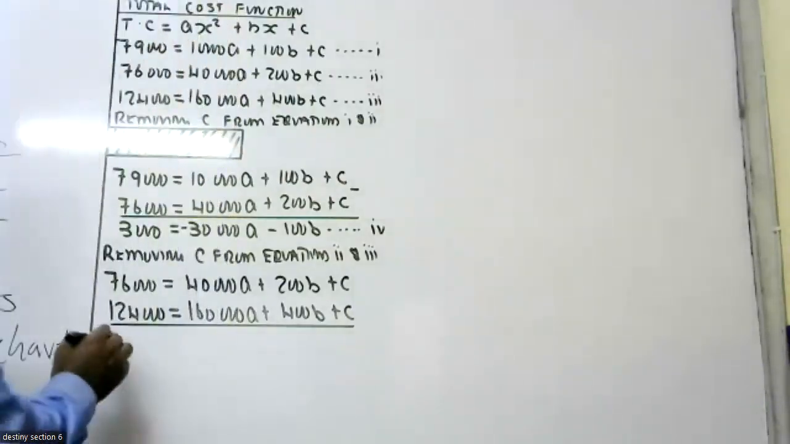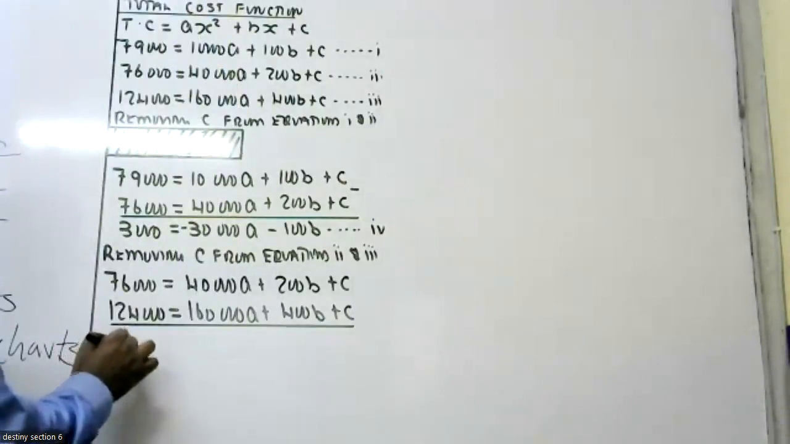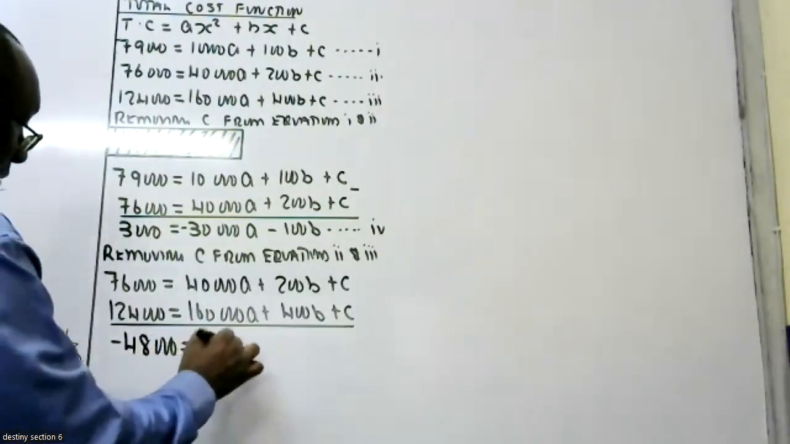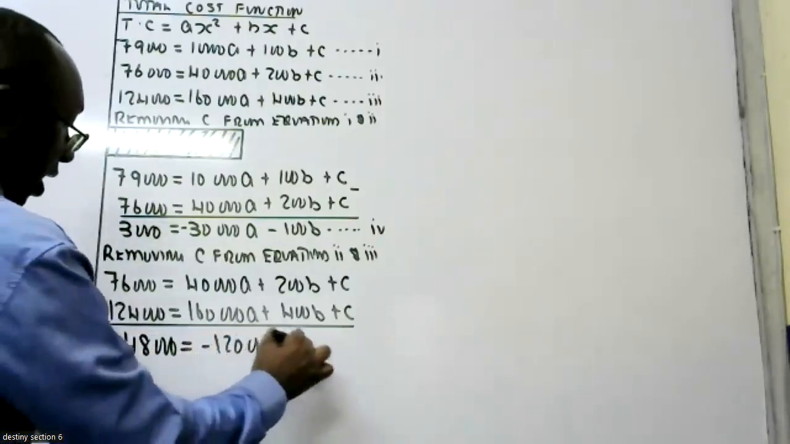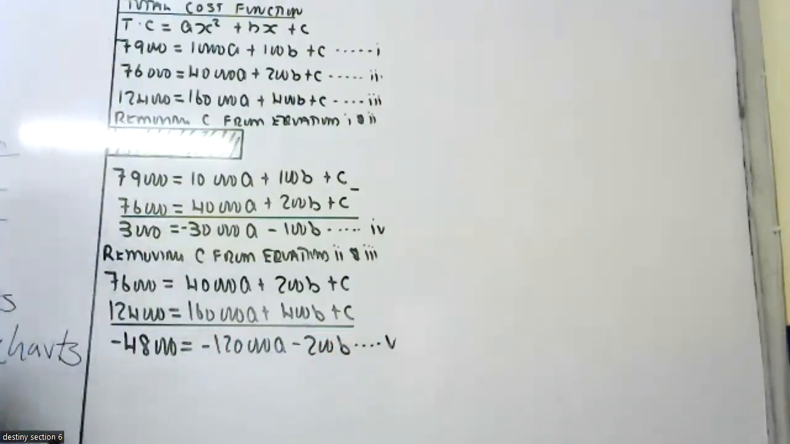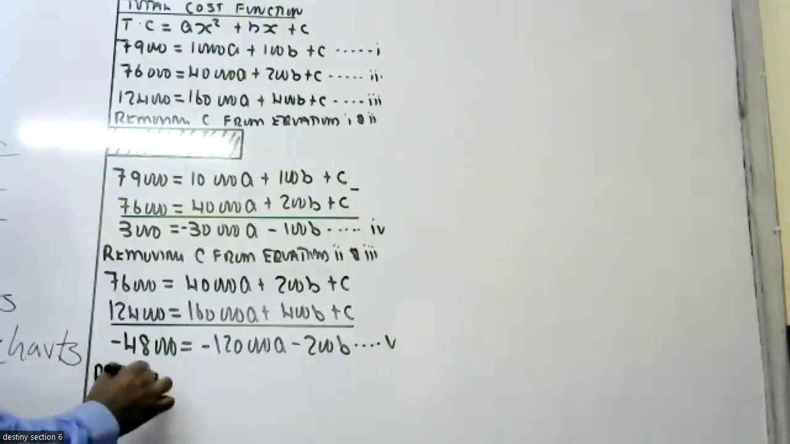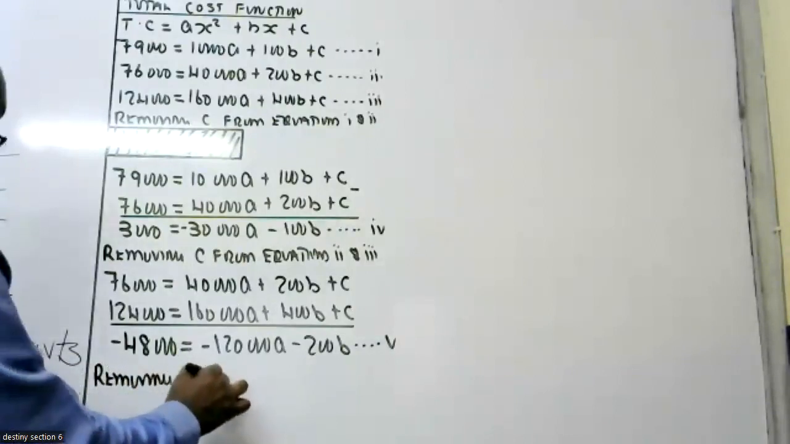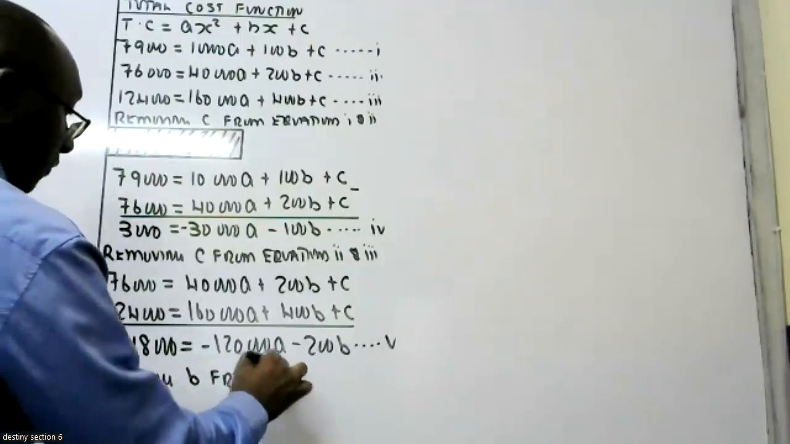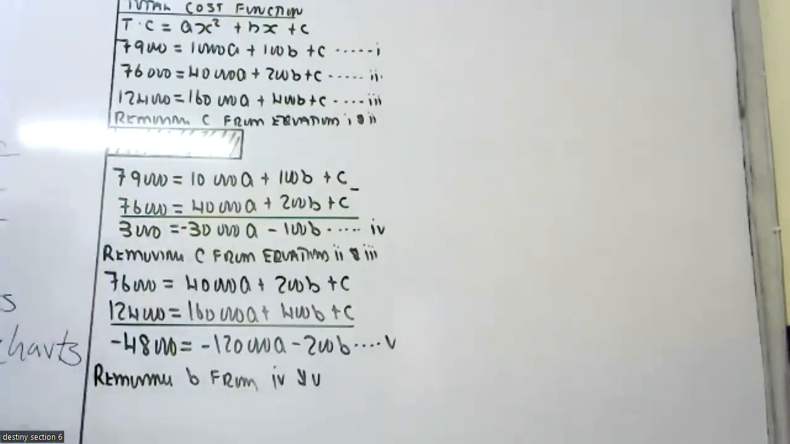Minus 48,000. This must be minus 120,000 A minus 200 B. This is equation number 5. Then we will say removing B from equation 4 and 5.